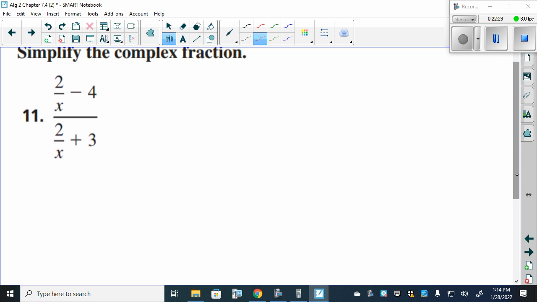Now, when we look at this one here, we do want to multiply the numerator and denominator by the same thing so that all the fractions in the numerator and denominator simplify out. So what would we need to multiply the numerator and denominator by for sure? Well, we need x and x, yes? Because the 2 over x and 2 over x. What else do we need?